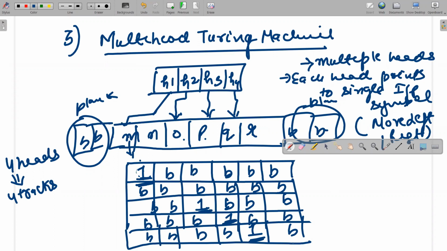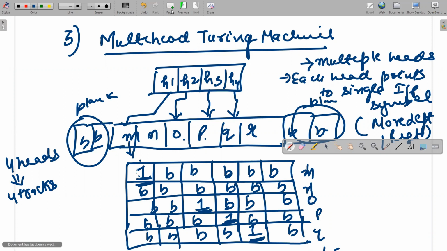It means that whenever a multi-head Turing machine works, it works on various inputs, right? So the inputs are taken in the form of tracks. Whatever number of inputs there are, that many tracks we will have. This is for M, this is for N, O, P, Q, and similarly you can draw for R. So this is the multi-head Turing machine.